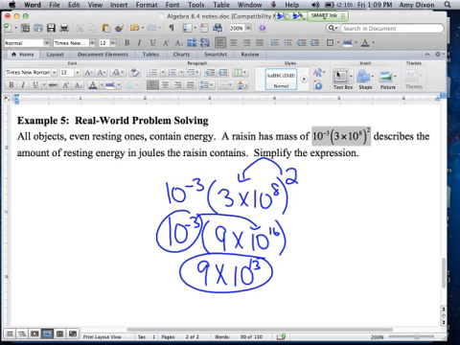So we have now finished all of the properties on multiplication. Do we have any questions? All right. Thank you for listening.